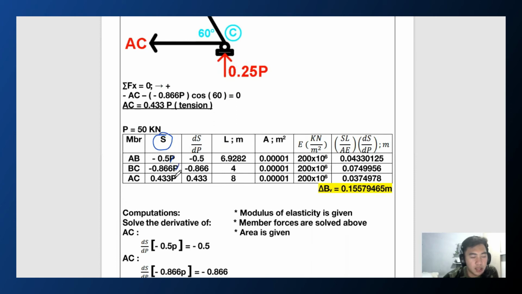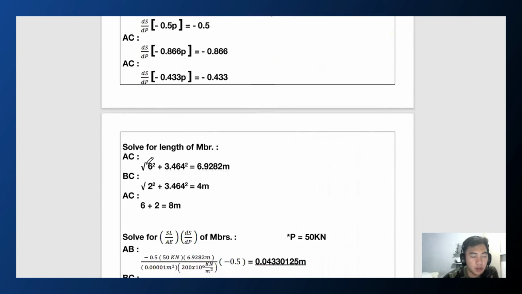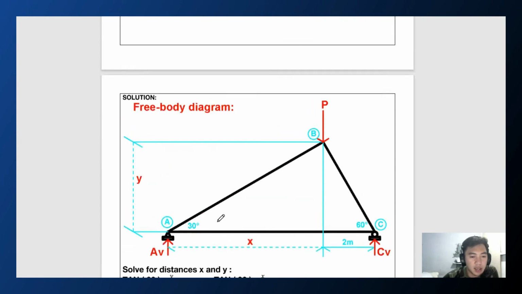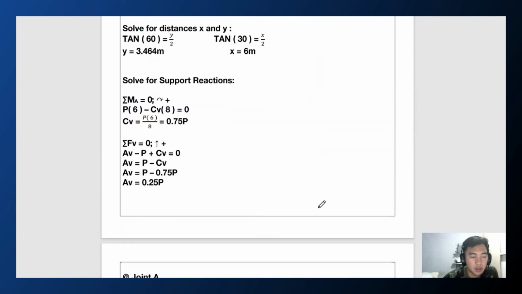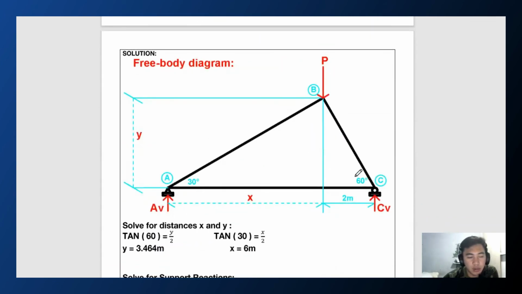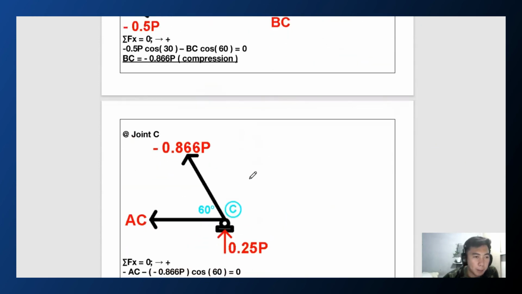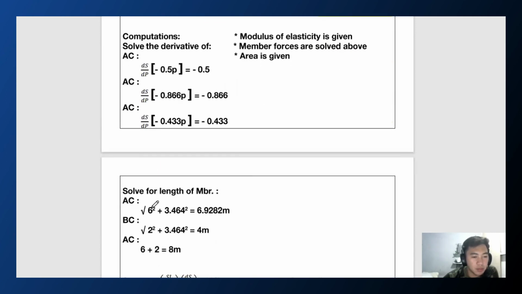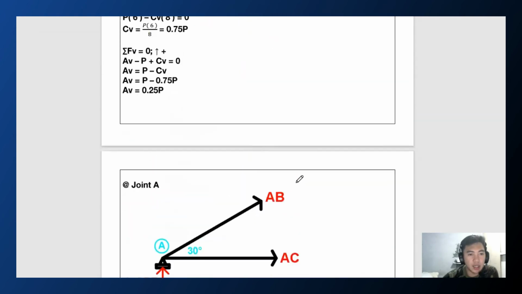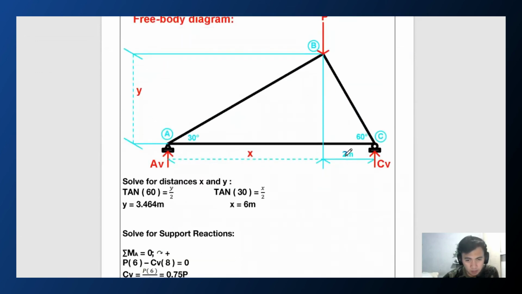So the P would be cancelled out, and the next table has the lengths in meters. Here the lengths are not given, so we solve them using the Pythagorean theorem since it is a right triangle. Using it, we get the hypotenuse AB as 6.9282 meters, while BC is 4 meters. But here we just have to add the length of x plus 2 meters, which is this one.